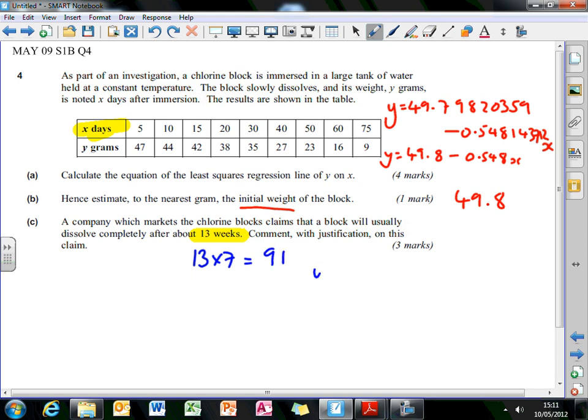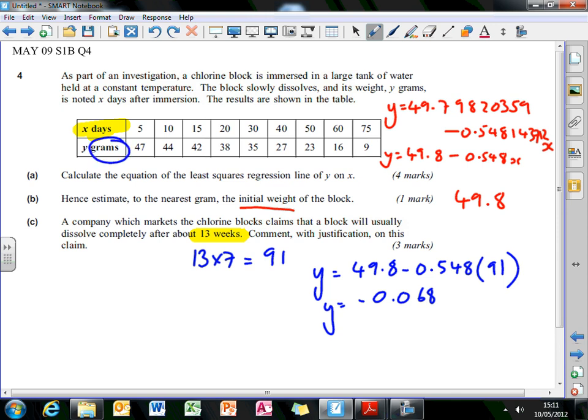So I can substitute 91 into my equation. 0.548 times 91, and if I chuck that in my calculator, y would come out to be minus 0.068. Now you have to think about what that actually is. That's y. That's the number of grams. So after 91 days, 13 weeks, the number of grams of the chlorine block is minus 0.068. That's a negative weight, so that's impossible to have a negative weight.